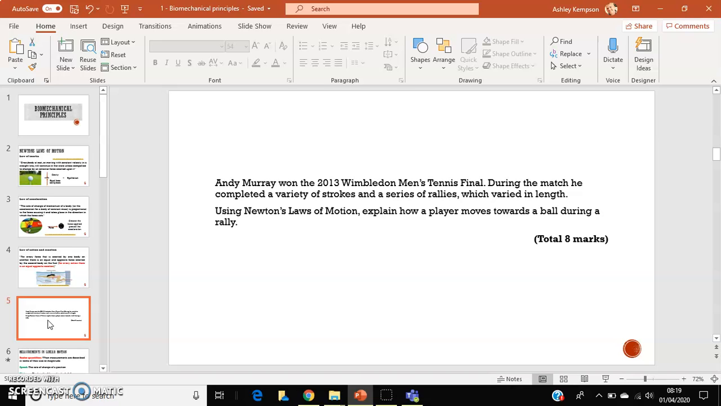So, a bit of context: Andy Murray in Wimbledon. The question is asking, using Newton's laws of motion, explain how a player moves towards a ball during a rally. It's an 8 marker.